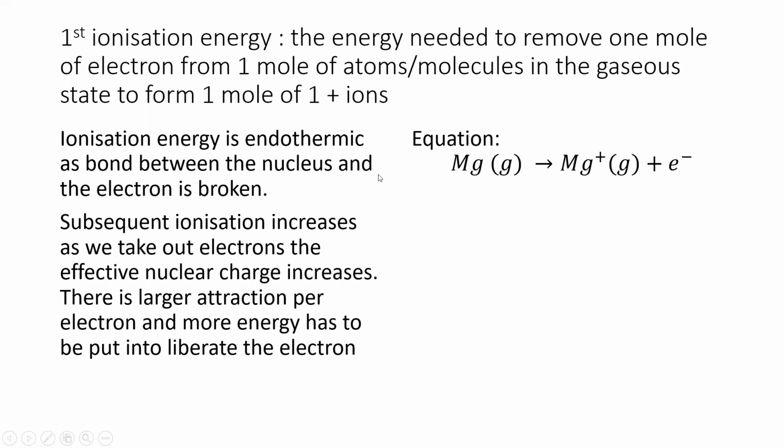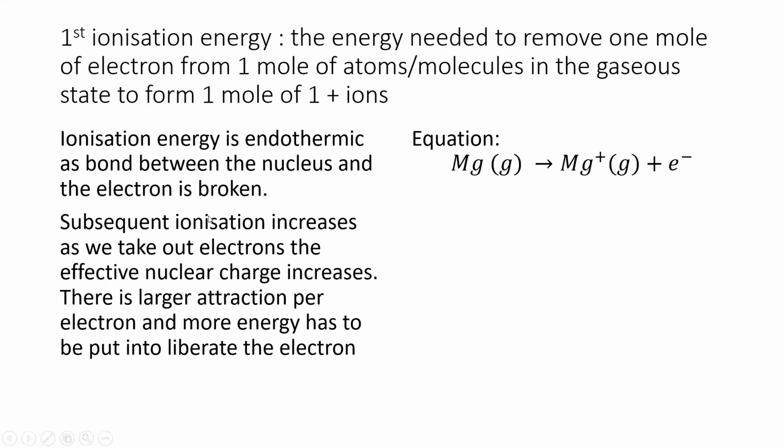Okay, so ionization energy is endothermic. Why? Because the bonds between the nucleus and the electron are broken. As we know, energy is supplied to break bonds, and energy is released when bonds are made. That's an easy way to remember it, and it'll be easy for you to understand what you're doing, and much easier for you to answer if you know what you're doing. So this is a good and intuitive way to remember why ionization energy is endothermic.